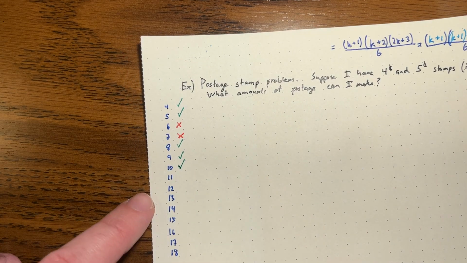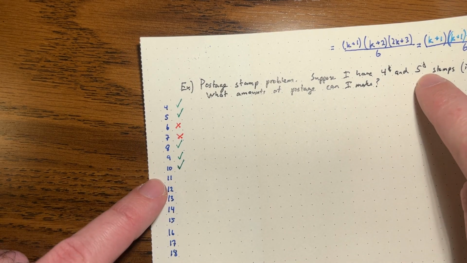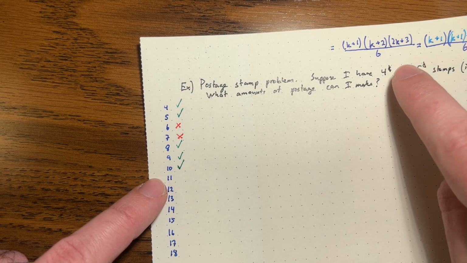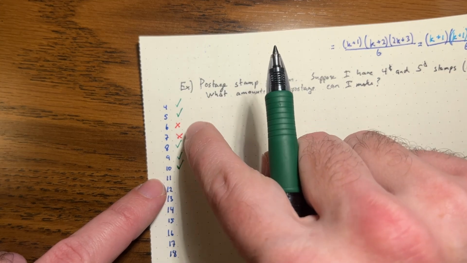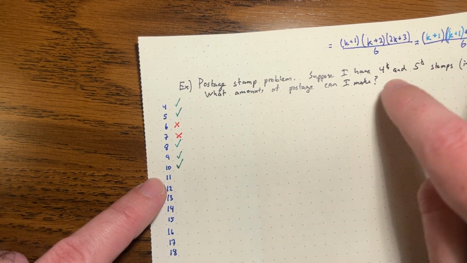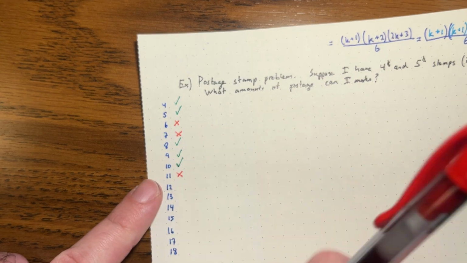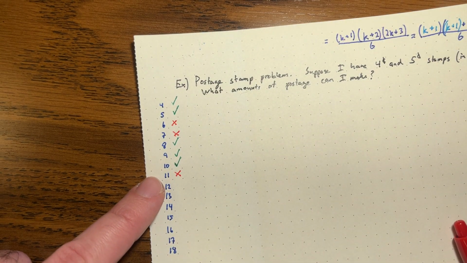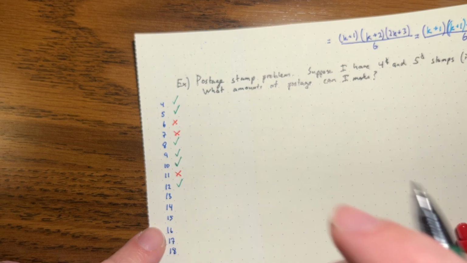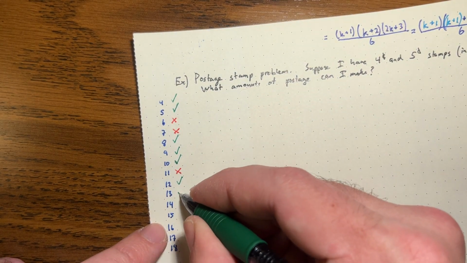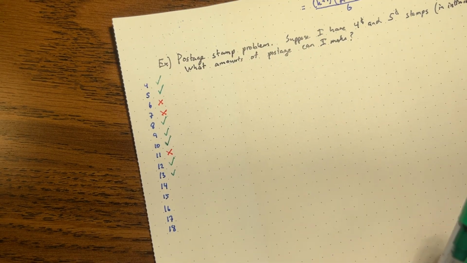How about 11? I don't think I can make 11, right? Because I couldn't make 6 and 7. So if I use either kind, I won't be able to fill in the rest. So can't make 11. I can definitely make 12. It's just 3 4-cent stamps. 13, that's going to be 3 4-cent stamps and 1 5-cent.